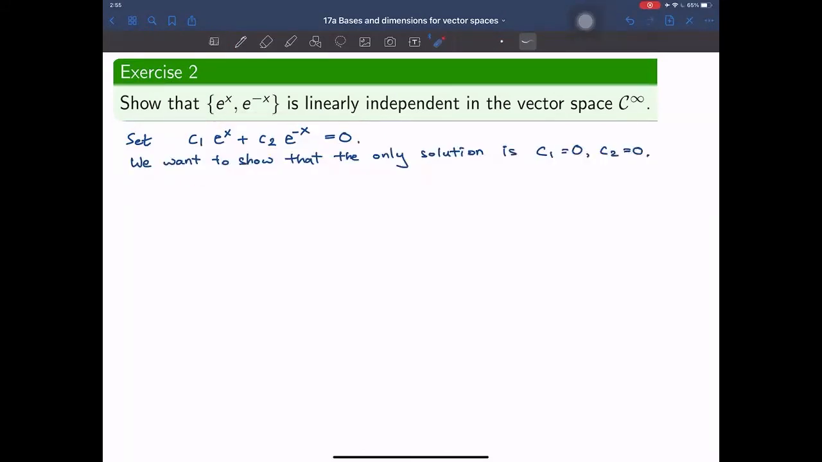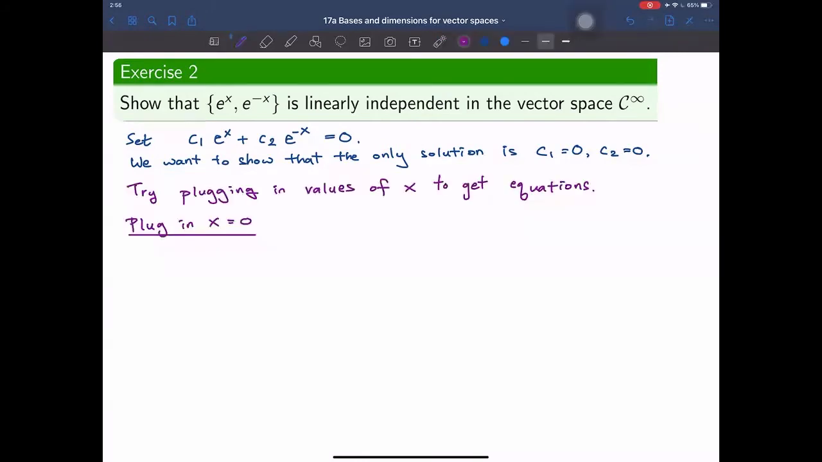Unlike before, when we were working with polynomials, where we have standard forms for polynomials, we don't have a standard form for the functions in C infinity. But what we can do is that we know these are real-valued functions. So we can try to plug in some values into the functions and see what we get. Let's try plugging in 0. e to the 0 is 1. So we get C1 plus C2 is 0. This is good. This means that C1 plus C2 must be 0.